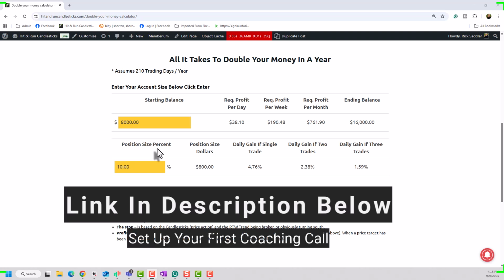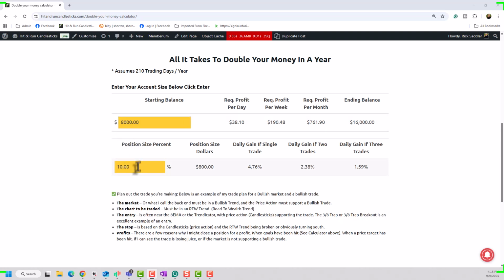All right. But this is where, remember, we've already put our number up here. Now, what percent of our account do we want to trade? So if you have $8,000 and you want to trade 10% of your account in one single position, your position size is going to be $800. And for one single trade, you're going to have to make 4.76% profit to equal what you need up here.